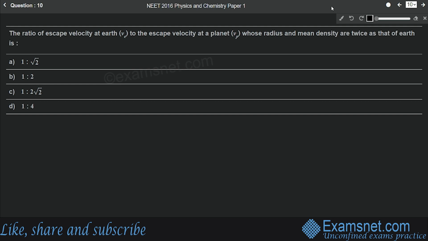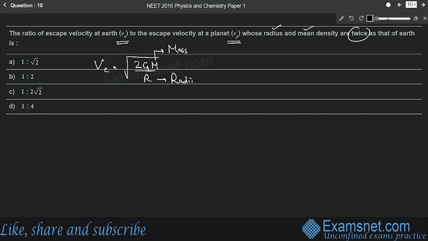Question number 10 is from the chapter Gravitation, and the question is: the ratio of escape velocity at Earth to the escape velocity at a planet whose radius and mean density are twice that of the Earth is. So what is the formula for escape velocity? It is given as under root 2GM upon R. Here G is the gravitational constant, M is the mass of the planet, and R is the radius of the planet.